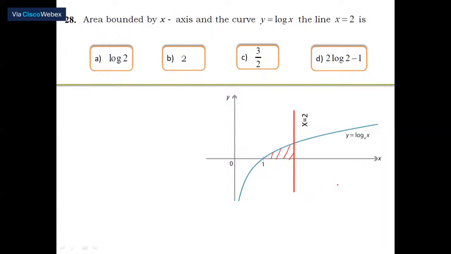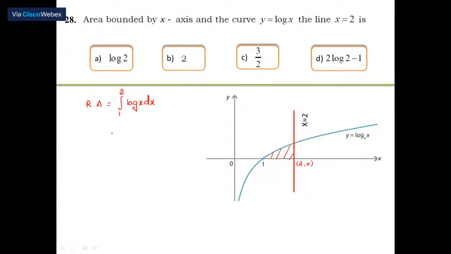Okay, this is the required area. So our required area is given by the integration of f of x into dx. Here our f of x, that is y, is the curve log x. So it is the integration of log x between x is equal to 1 to 2, because here the point is 2 comma 0.